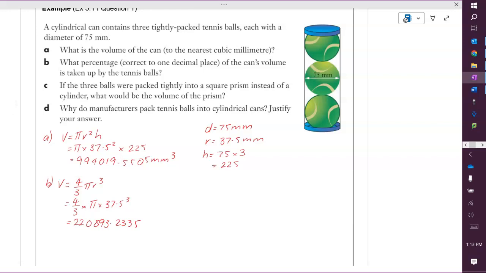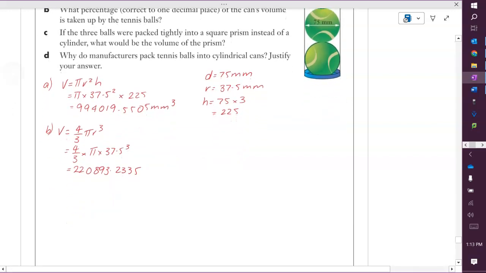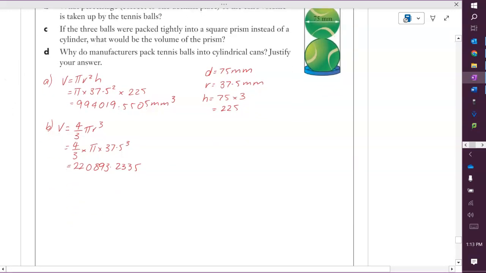So that's the volume of just one of those tennis balls. But I have 3 of those tennis balls, so I need to multiply that by 3. So our 3 balls gives us, so that's the volume of all 3 tennis balls.